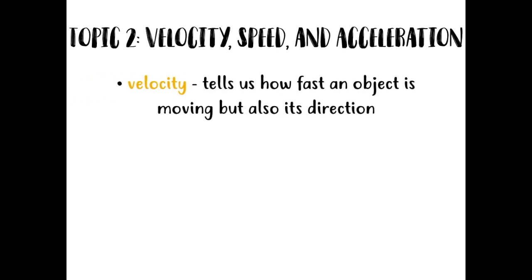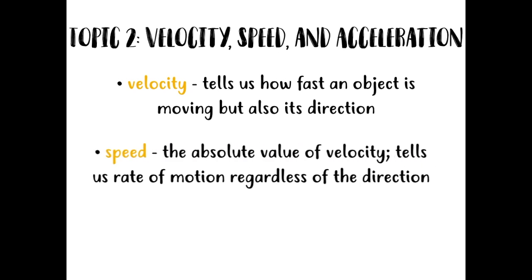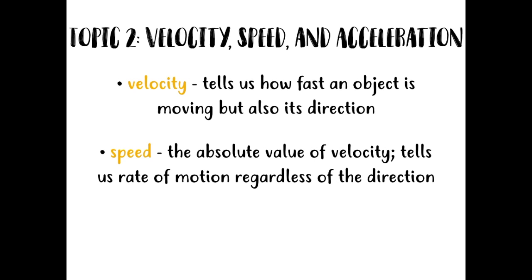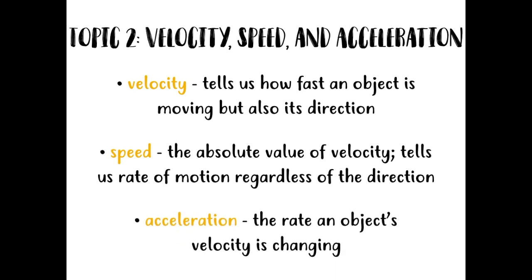Topic 2. Velocity, speed, and acceleration. Velocity tells us how fast an object is moving, but also its direction. So a positive velocity goes up or right, while a negative velocity goes down or left. Speed, on the other hand, is the absolute value of velocity. It tells us the rate of motion regardless of the direction. This explains why speed is never negative, and acceleration is the rate an object's velocity is changing.